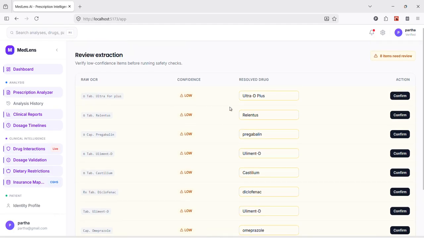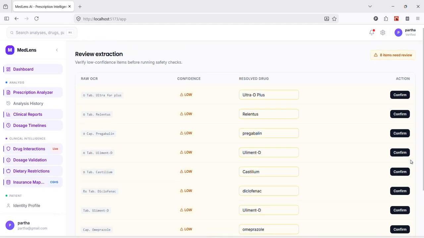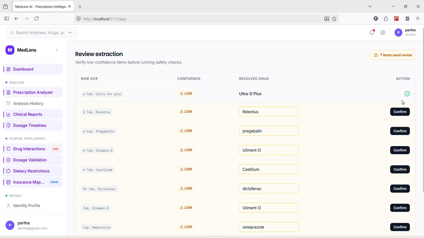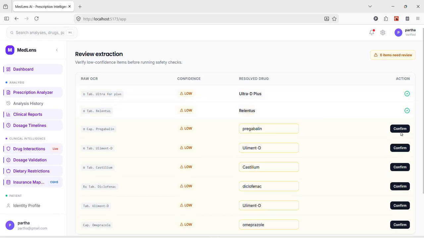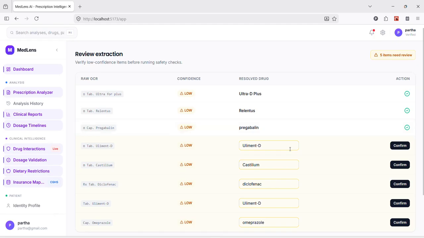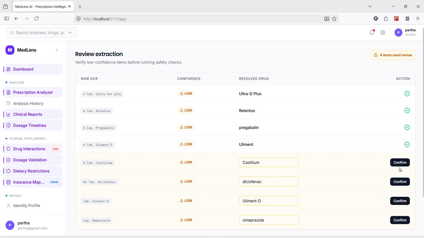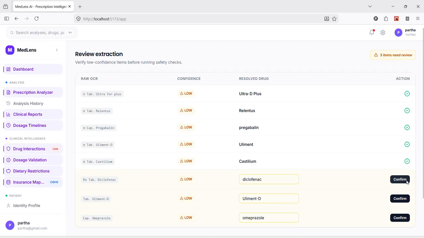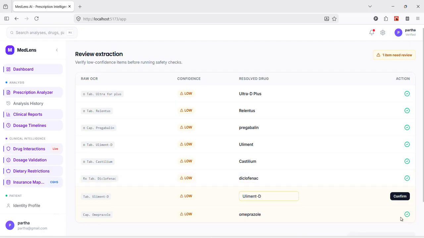So here, this is our review extraction. All the drugs that were prescribed have come here. Now it is up to us to confirm them and say that yes, these are the drugs. If any name is wrong, there is an option for us to correct it and confirm it again. So we have to confirm all of the drugs.